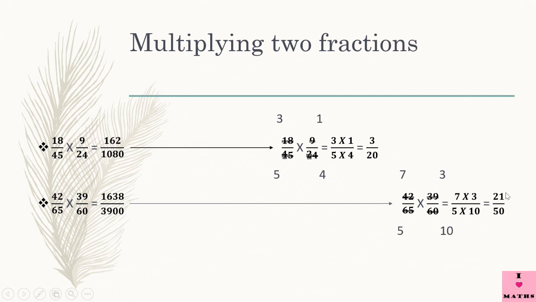This fraction is looking big, no doubt, beta. But you can try. The 21 and 50 do not come in any single table except one, beta. You can try it and see for yourself that 21 upon 50 is the fraction in the lowest form.